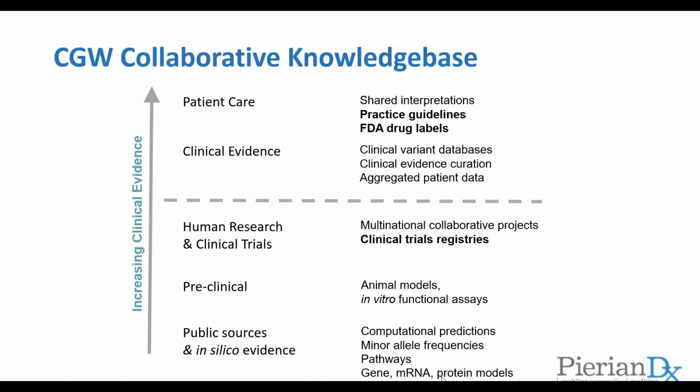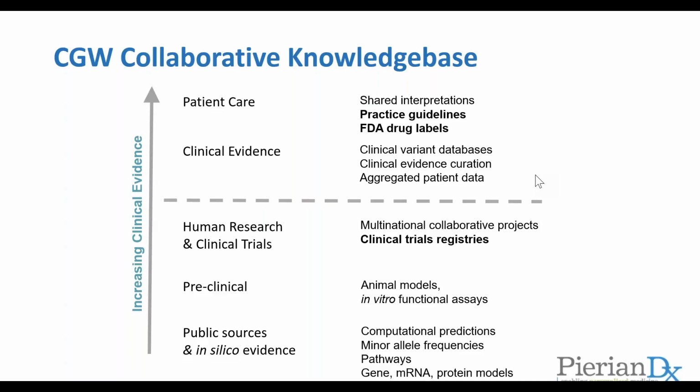These span a range of clinical evidences as shown in this slide, where at the bottom we have public sources and in silico evidence. This includes genome builds, annotation releases for genes, transcripts, proteins within those genome builds, pathways, population frequency databases, and computational predictions. All the way up to high levels of clinical evidence.